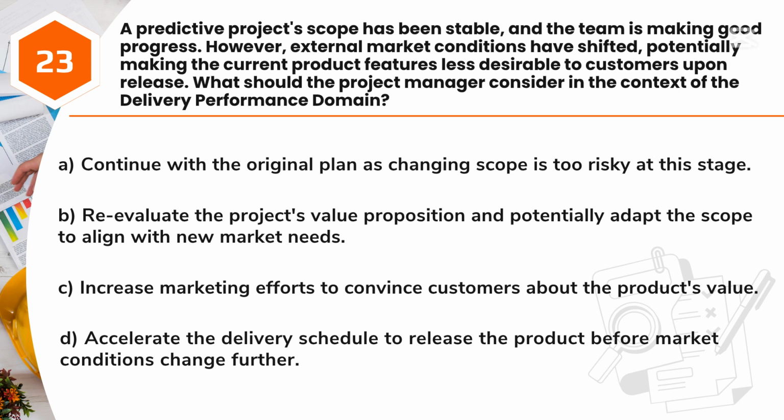A. Continue with the original plan as changing scope is too risky at this stage. B. Reevaluate the project's value proposition and potentially adapt the scope to align with new market needs. C. Increase marketing efforts to convince customers about the product's value. D. Accelerate the delivery schedule to release the product before market conditions change further.